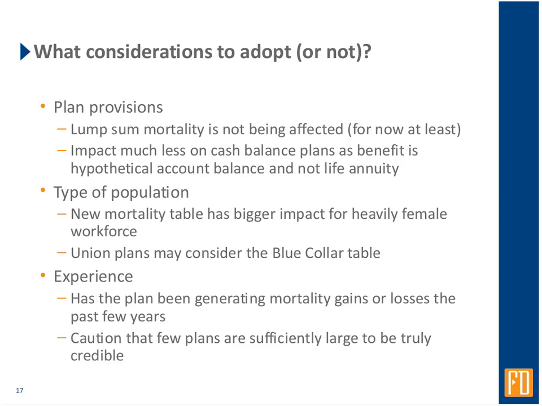You all want to consider your specific plan's population. Like I said, the new mortality table has a bigger improvement for females than for males. We also have alternative mortality tables within that universe that the society released. So if you have a union plan or something that's a very blue-collar workforce, you should seriously consider using the blue-collar table as opposed to just the total mortality table.